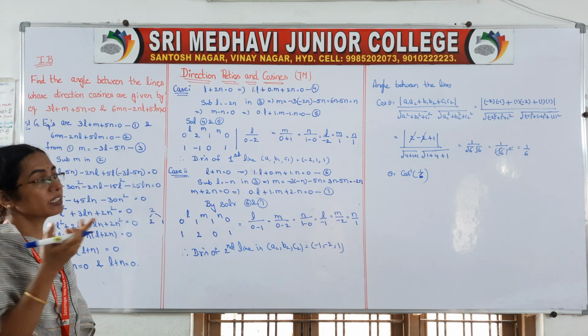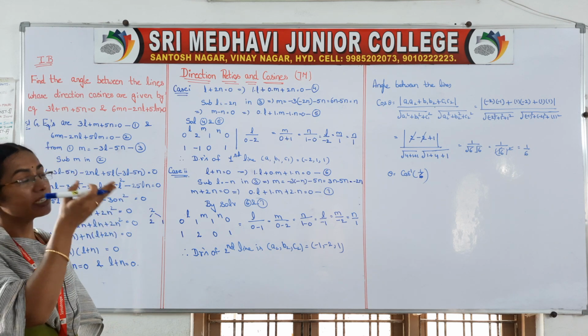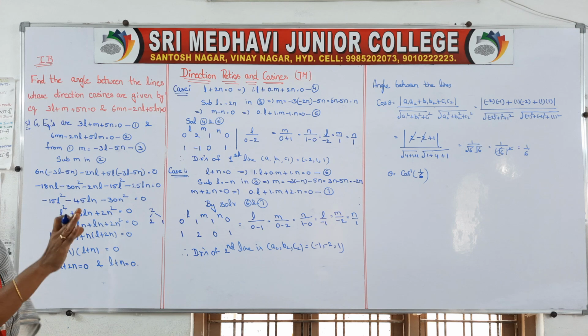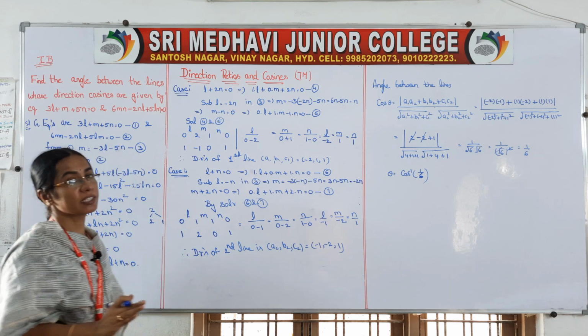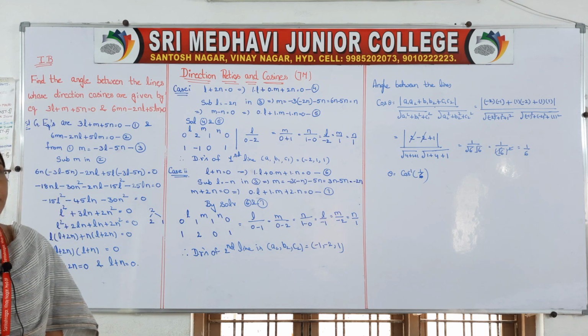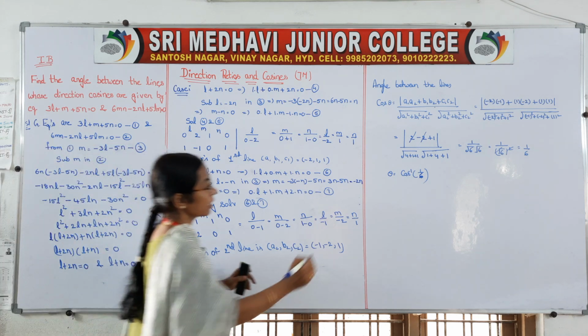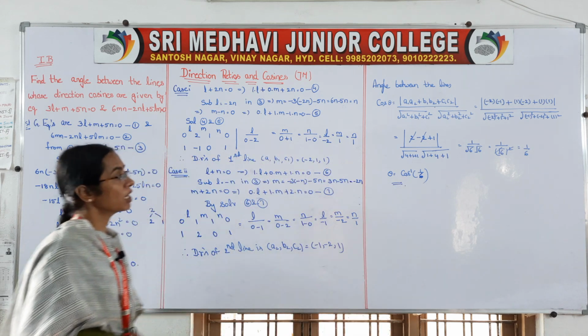Generally, angle is represented by theta, not cos theta. But the formula is in terms of cos theta. That's why first you find out the cos theta value, then you send cos to the other side. If we send cos to the other side, it becomes cos inverse. So that is the angle between the two lines. This is a most repeated 7 marks question.